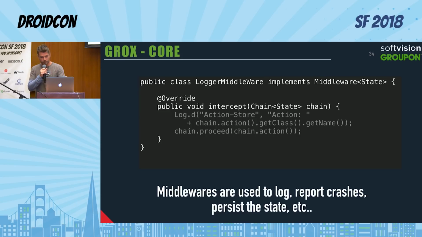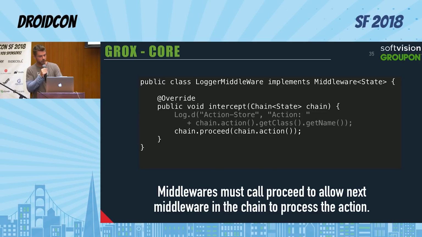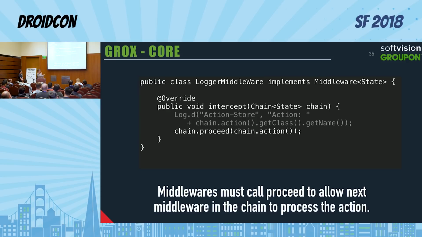And the most important idea is that inside every intercept method you have to call the method chain.proceed. When you call this method, you're saying to the next middleware in the chain, okay, that's your turn now to intercept. So you have to call this method. Otherwise, at runtime, we're going to throw an error.